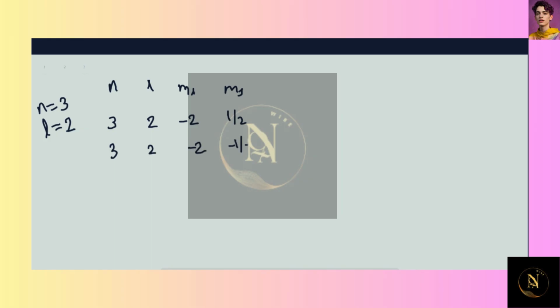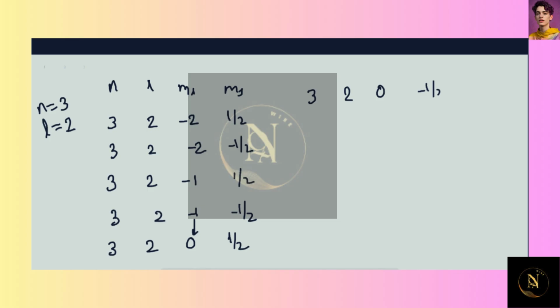This is minus 2, so this is minus 1 half. And then we move on to the next one, minus 1, 1 half, 3, 2, minus 1. Then this is minus 1 half. Then we'll move on one step down, minus 1. Then after minus 1 we go to 0, 1 half plus 1 half, 3, 2, 0, minus 1 half.